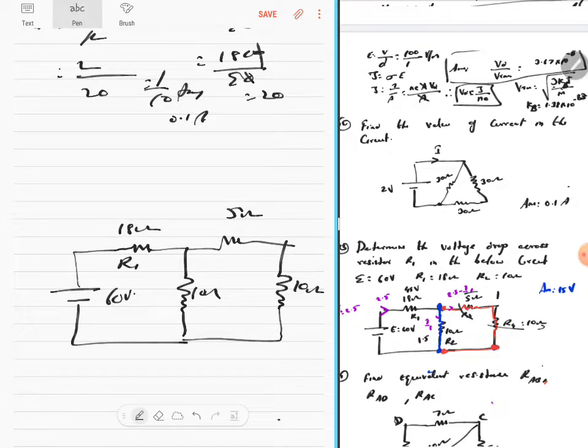Determine the voltage drop, which means if you know the current, you multiply it with resistance, you get the voltage drop across that resistance. Therefore, you need to calculate the current through the entire circuit. Calculate the voltage drop across resistance R1 in the circuit, that's all.